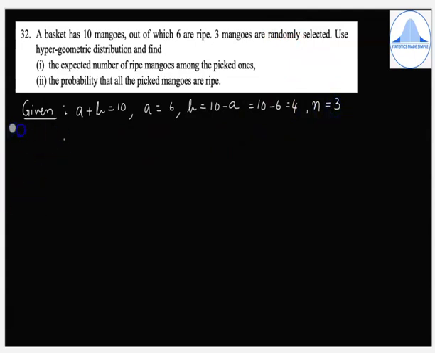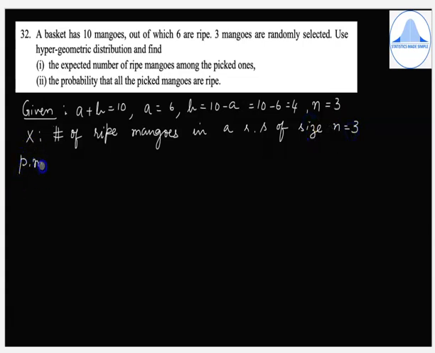So now that we have written the given part, the next step is we have to write down what is the random variable X. So let me define capital X as number of ripe mangoes in a random sample of size n equal to 3.